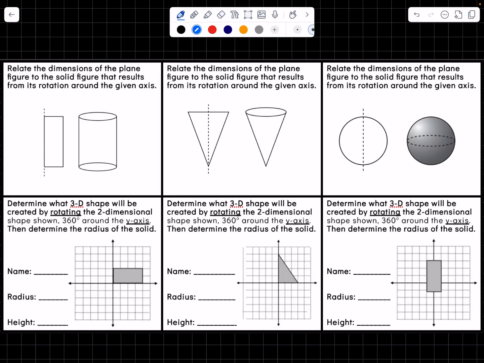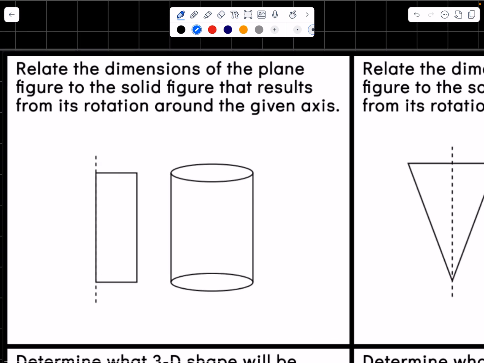So we're dealing with more rotations, all right? So let's start on the top and work across. Relate the dimensions of the plane figure to the solid figure that results from its rotation around the given axis.